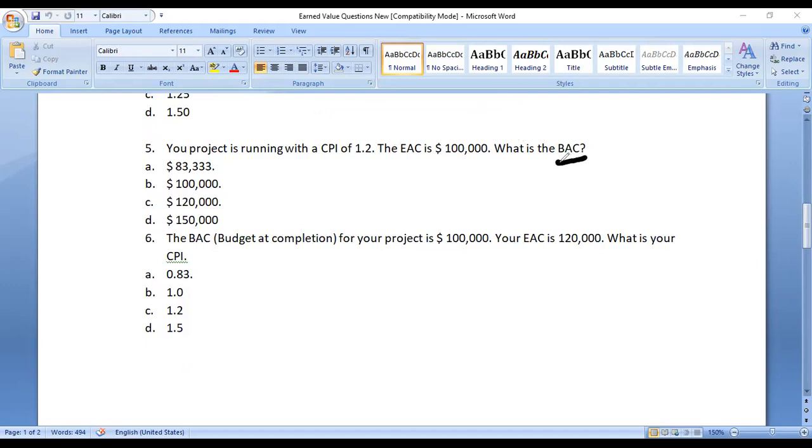BAC should be more than the EAC because you are able to procure profit here. You are minimizing your expense. What you plan to spend should be more, but actually what you are spending is less than what you planned. You are keeping everything under your control. The budget is kept under control.